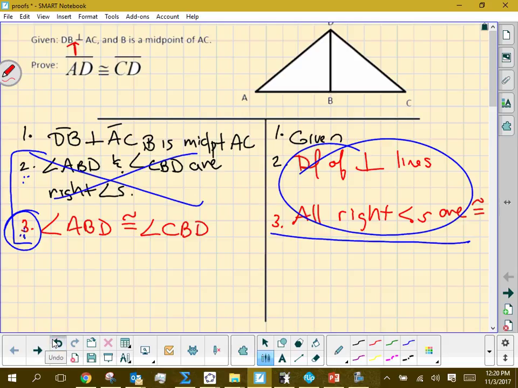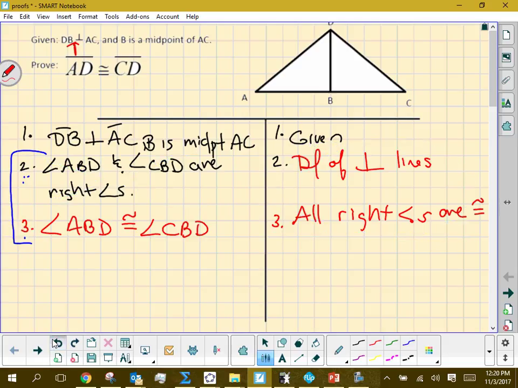So let me kind of undo some of that stuff I just drew all over there. So now you have a congruency. You have information in your picture that is useful. That angle is congruent to that angle. Whenever you develop a congruency, always draw that back into your picture. What is the other vocab word that is in our given?